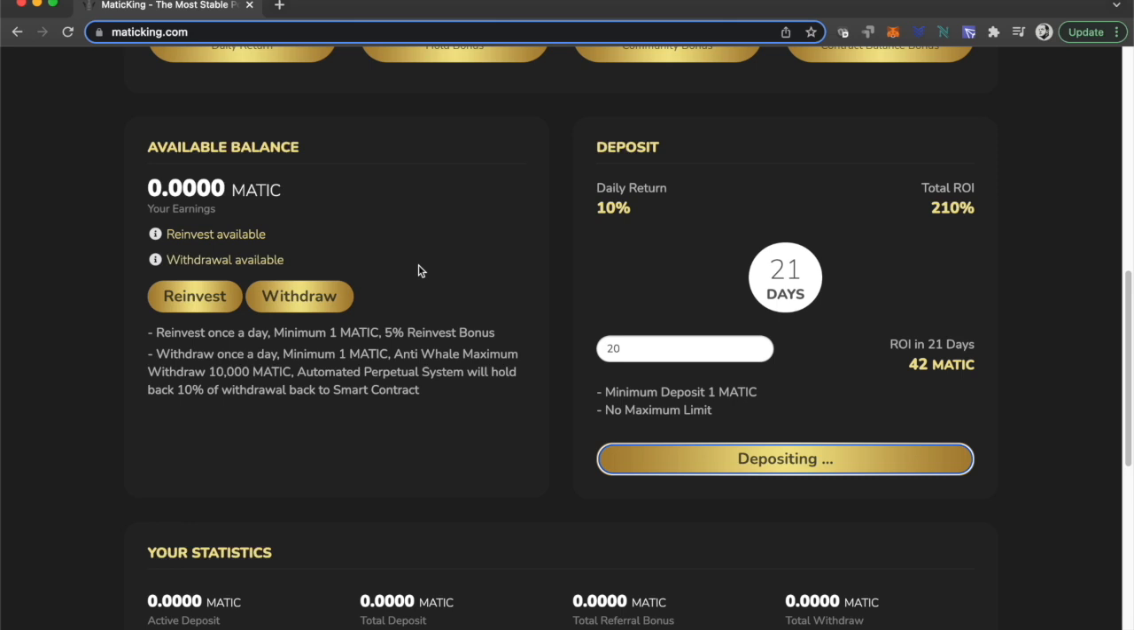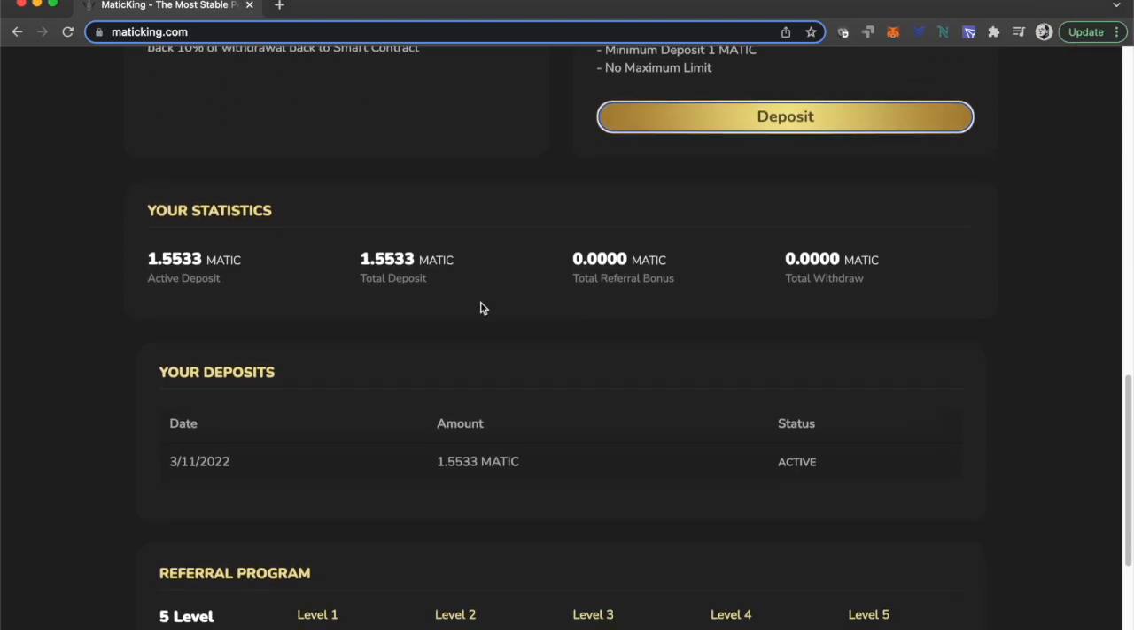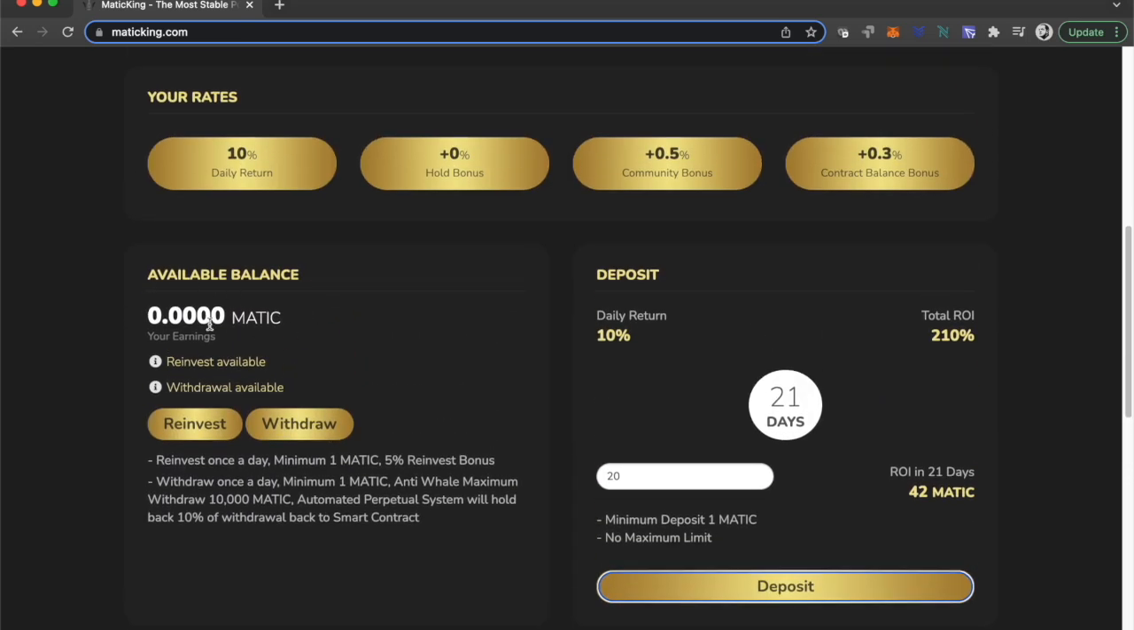What people are reporting is that what's shown on the dashboard here is not what they deposited. It's usually far less. So I just put in 20 and it shows 1.5 Matic deposited. I don't care if the front end reporting's off. I can live with that. I know what I deposited. What I care about is this right here, your earnings.